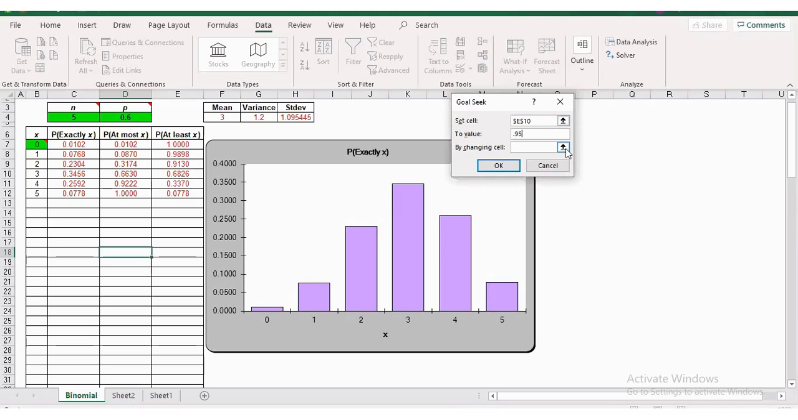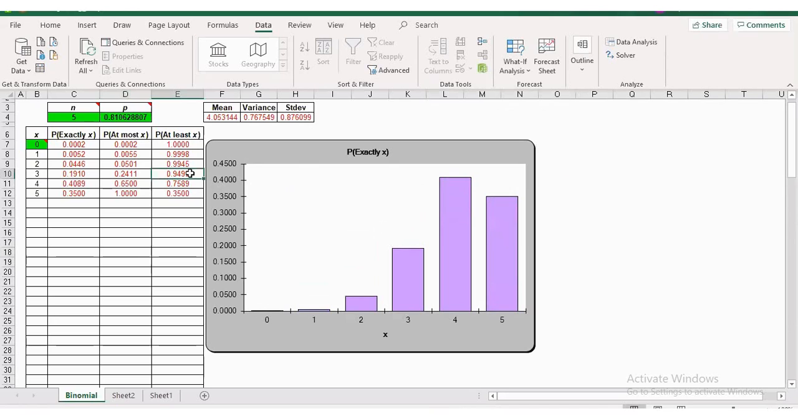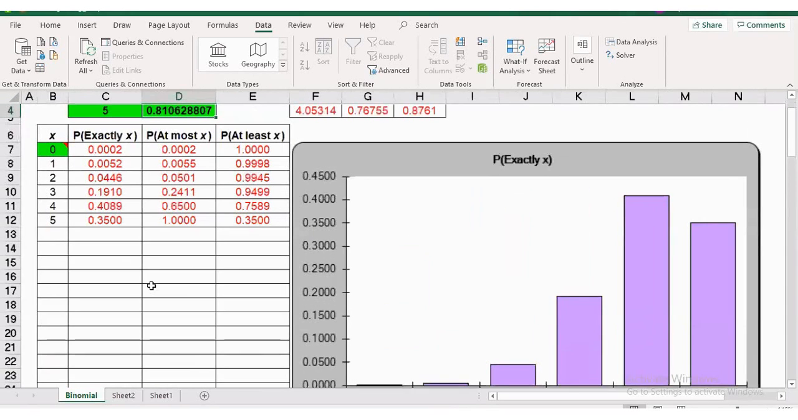I don't know whether Excel sometimes may not solve, but let us see. By changing what? P value? To get around 95% confidence, what is the machine I need to buy? 0.81. All are with me, guys?